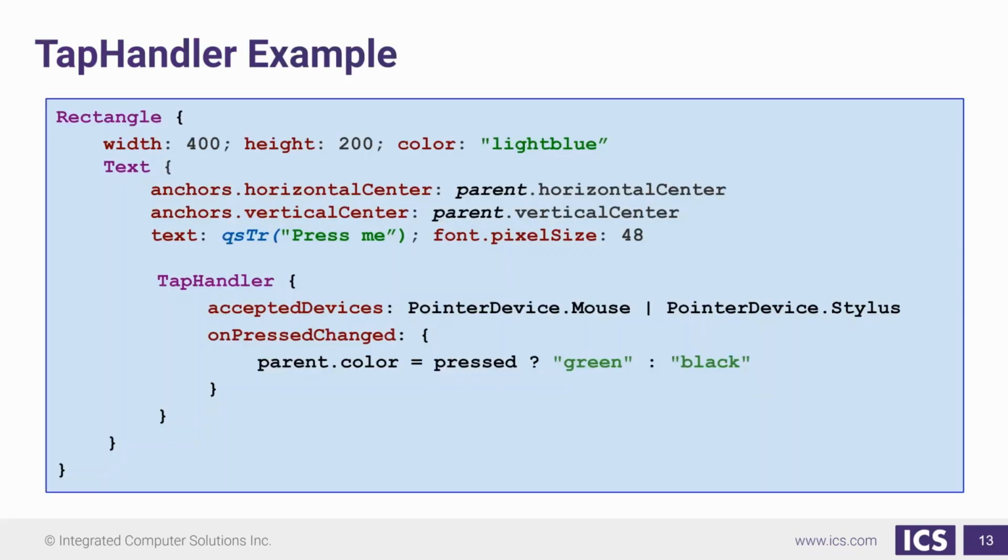And here in this example, if we were to modify the slide example from earlier with the mouse area, you can see we've changed it for a tap handler. And here we're accepting the mouse or the stylus, which means if I were to touch this text with my touch screen, this would be filtered out and this press would never happen.